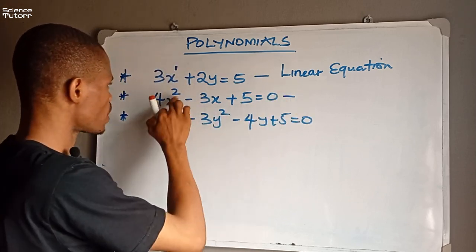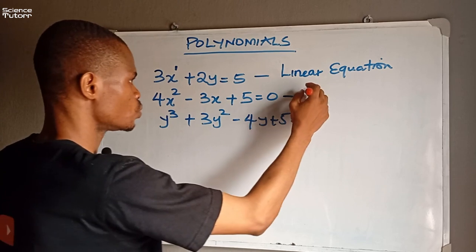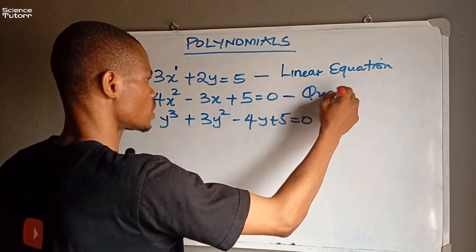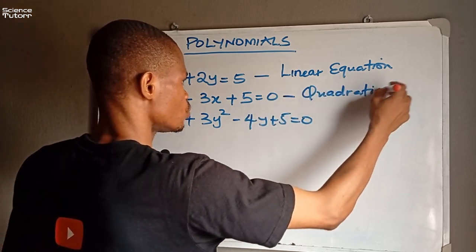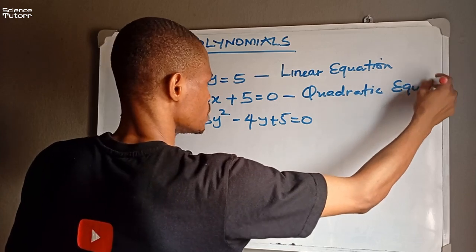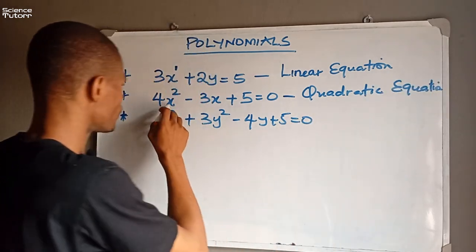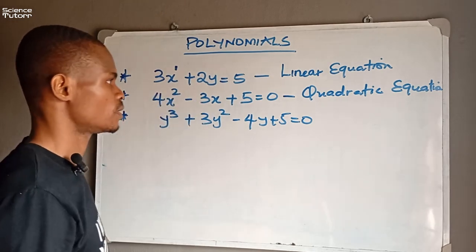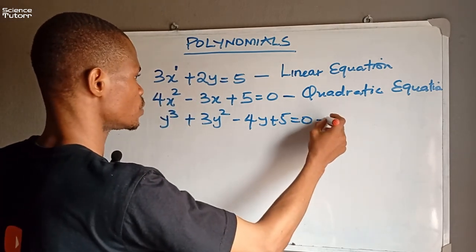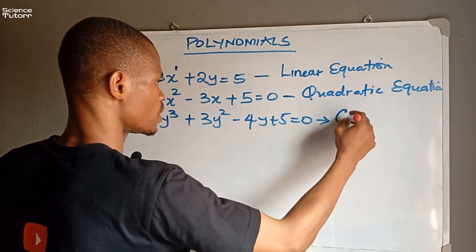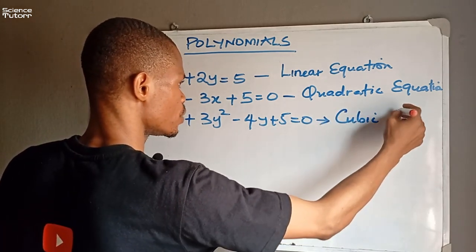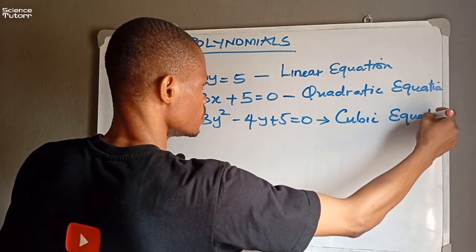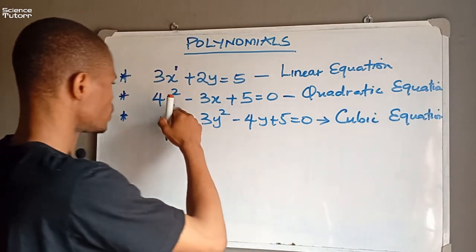The next one, we have this raised to power 2. So we call this a quadratic equation, because the highest power of the unknown x is raised to power 2, which makes it a second degree equation. The third one is known as a cubic equation. The cubic equation is raised to power 3, cubic for 3.